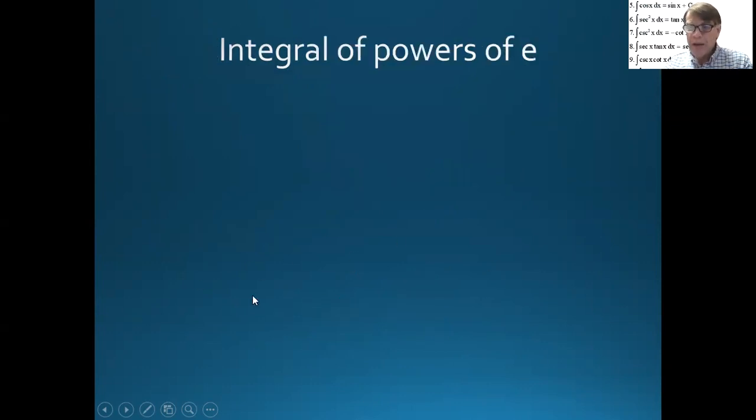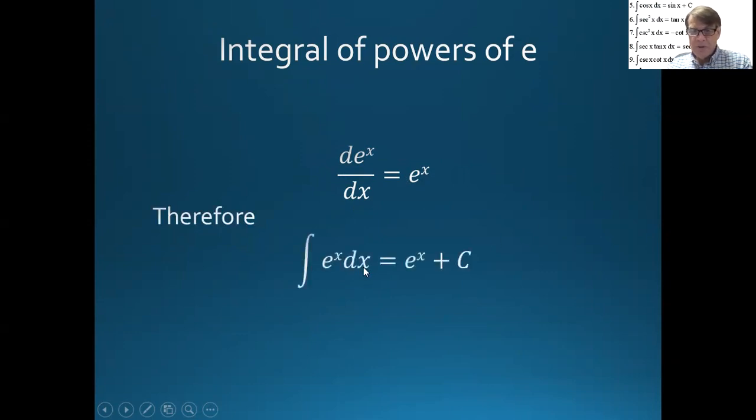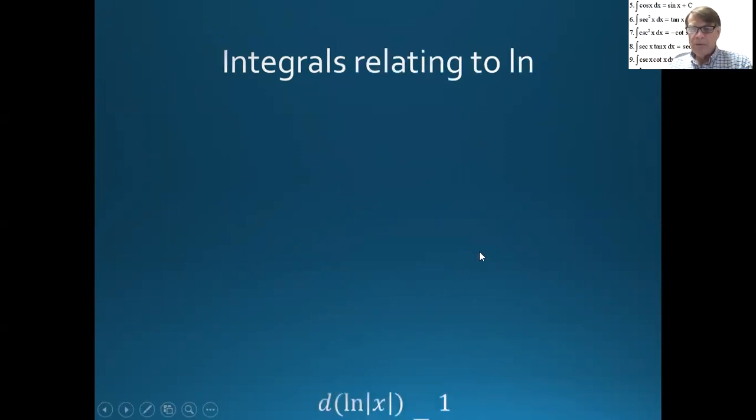Here's another one. What about e? Again, this is fairly simple because the derivative of e to the x is e to the x. So the integral of e to the x is going to be e to the x plus a constant, because if you take the derivative of a constant, it's going to be 0. So again, very nice and easy, right? Something to know. Let's keep going, right? I wish it was all that easy.